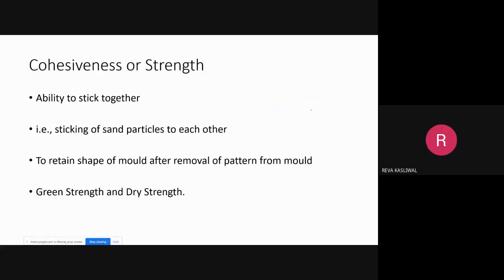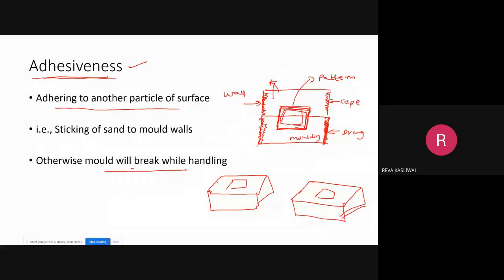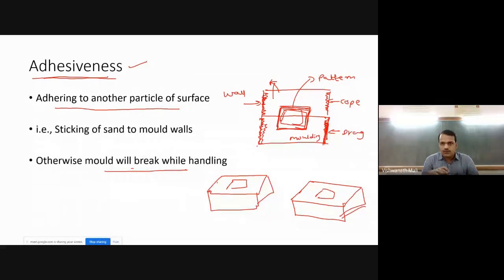Now, what happens? Sir, then cope and drag also get adhered, no? So for that purpose, cope and drag, we are using the parting sand. If you remember that parting sand. At that point we are pouring the parting sand so that the cope and drag will not adhere, right?